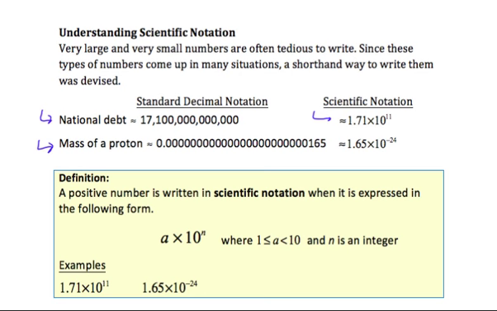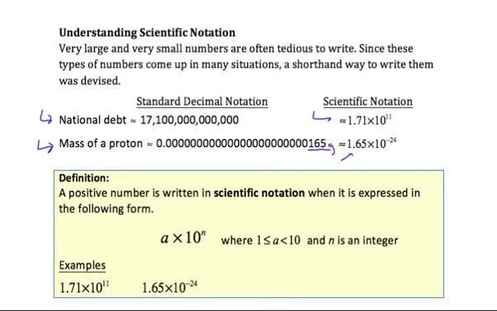Now let's take a look at this mass of a proton. This is a tiny, tiny, tiny little bit of weight, and that should be grams, by the way. To write all those zeros, or even to keep track of all those zeros, could be very tedious. But if we write this in scientific notation, look, it's very simple. It's 1.65 times 10 to the negative 24th power.